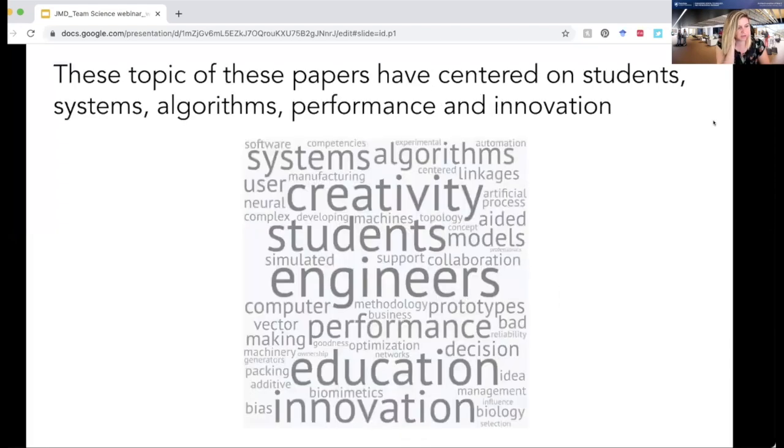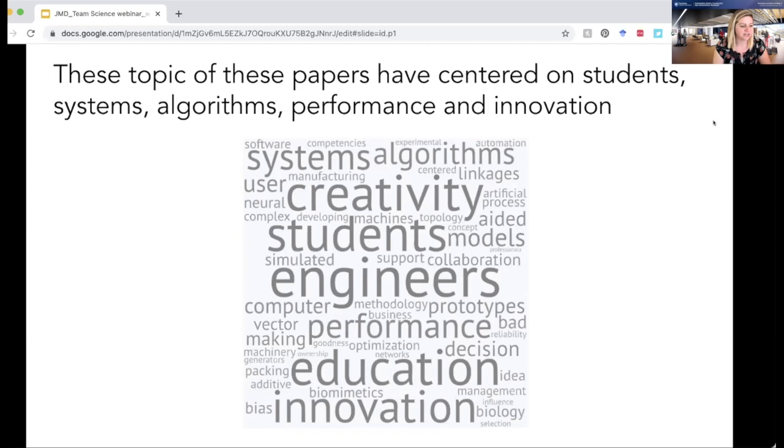I also did a quick word cloud on the keywords. These are the different keywords people used and associated with teams in engineering design in the Journal of Mechanical Design. The thing that's interesting to me is that we see methodologies coming out: prototyping, models. We see algorithms, systems, manufacturing. So we see both a breadth and variety in terms of the applications in the focus area of engineering teams, as well as the methodologies with which we're using teams.